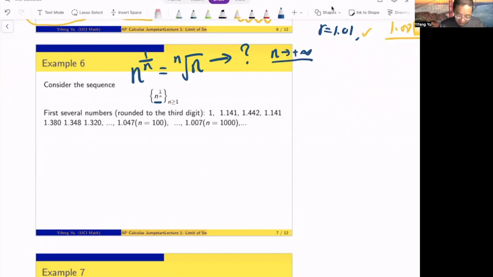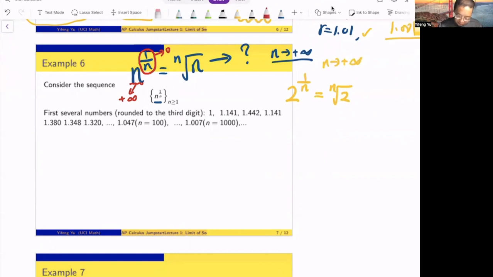Now, the difficulty here is, on one hand, the exponent goes to 0, but on the other hand, the base goes to infinity, getting larger and larger. If we had something like 2 to the power 1 over n, or the nth root of 2, for this one, what happens as n goes to infinity, when n gets larger and larger?